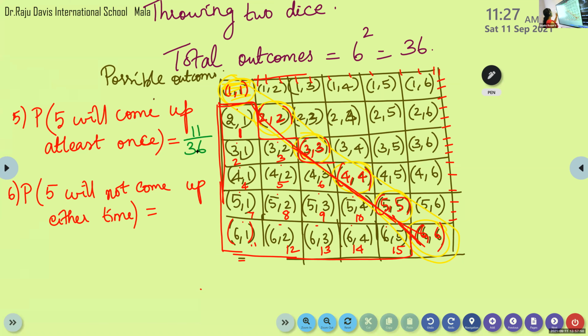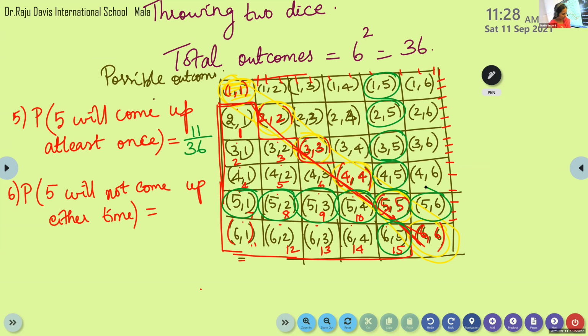5 will come up at least once means once is also allowed, 2 times also it is allowed, isn't it? So, what are the possibilities? 5 will come up means 1, 2, 3, 4, 5, 6. Then here 7, 8, 9, 10. This one we have already taken. So it is 11. John, is it correct? Is it 11 by 36? Yes, ma'am.